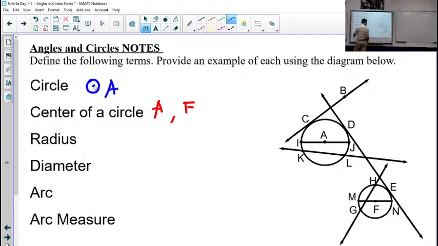Radius. One example of a radius would be segment FN. It goes from a center to a point on the circle. Diameter. I to J is the diameter. It goes through the center.